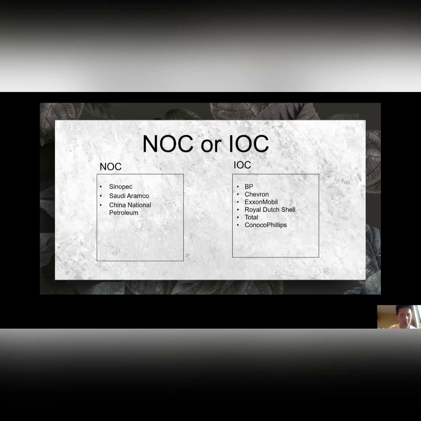In the past, the international oil companies were the dominant players in the international oil trade. In recent years, the national oil companies have surpassed those established oil companies in terms of oil production. This is inseparable from the government support behind the national oil companies.